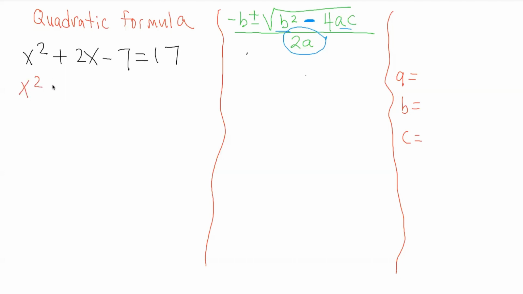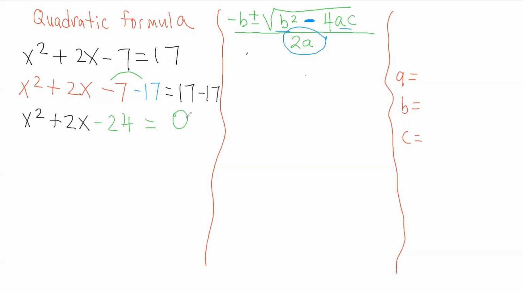x squared plus 2x minus 7. But we're going to add 17 to both sides. If we do that, it's going to be x squared plus 2x. Now, these two are like terms on the same side, so we combine them and make that negative 24, equals, and we know that's going to be 0. Now we have our 3 terms that we're looking for.